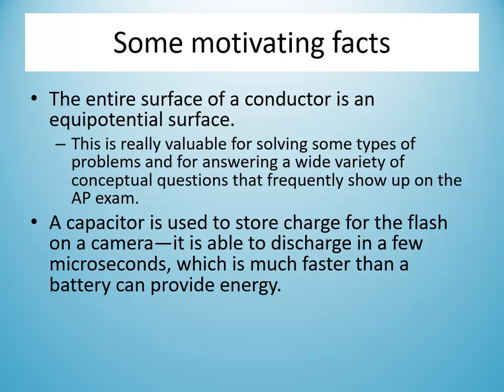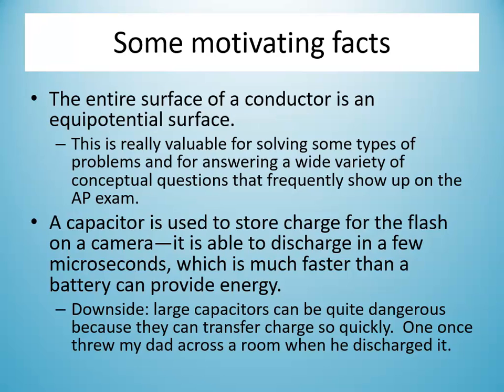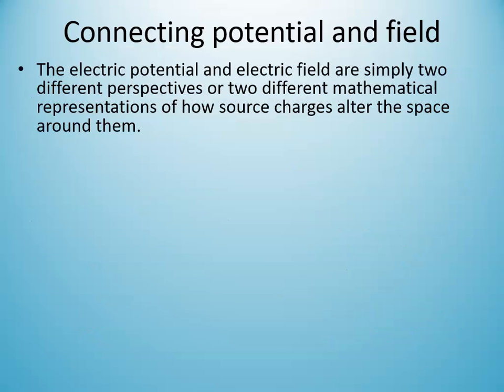So a capacitor is used to store charge for the flash on a camera, and it's able to discharge in a few microseconds. That is much faster than a battery can provide energy. In fact, for the defibrillators that help to reset heart rhythms, they use big capacitors so that they can discharge the charge in a very short period of time. But a downside of this is the large capacitors can be quite dangerous because they can transfer charge so quickly, and one once threw my dad across a room when he discharged it when he was younger.